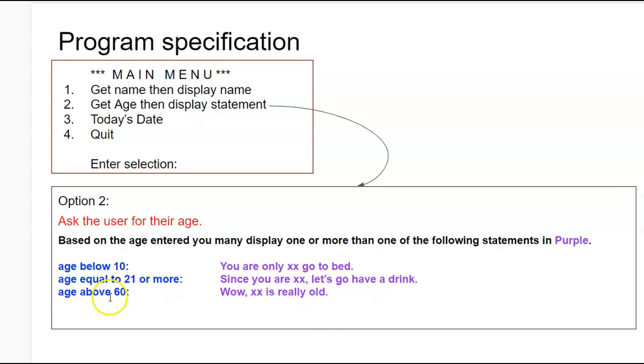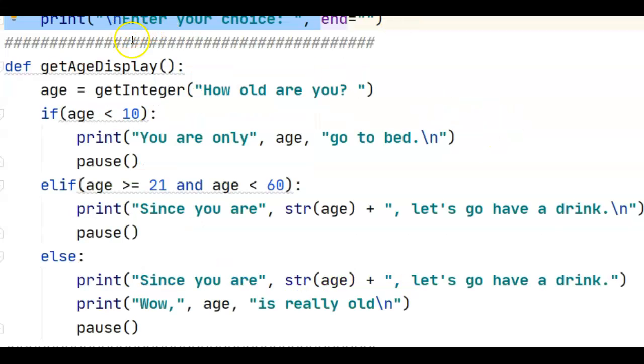And then if the age also is above 60, wow, that's really old. Let's just say 61 is really old. So let's take a look at the code for that. Up in my main program, all I do when they press 2 is call get the age and display. This gets me the age. I ask them how old they are, and this returns a valid integer. And someday we'll show you how to write this.